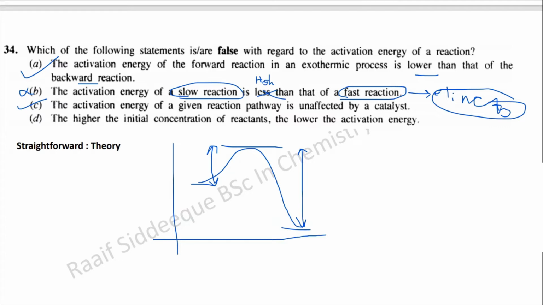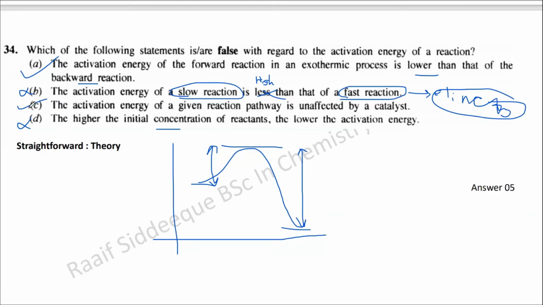Is C correct or wrong? What do you think? What is your opinion on C? I will read the last one also. Higher the initial concentration of the reactants, lower the activation energy. So activation energy depends upon the mechanism of a certain reaction. Whether you change the concentration or the pressure or anything, this won't change. Activation energy depends upon a certain type of mechanism, not concentration or anything.